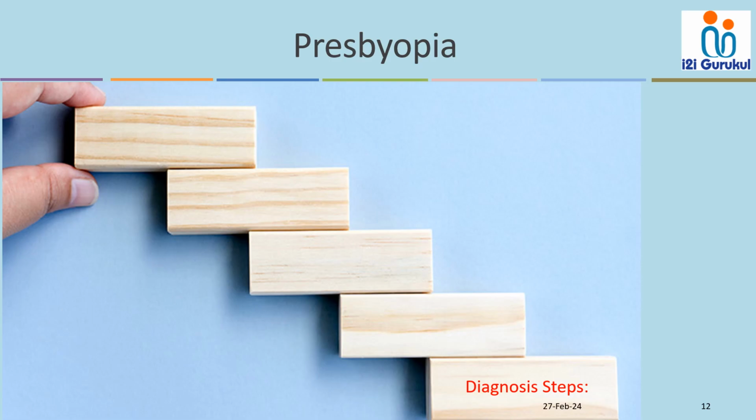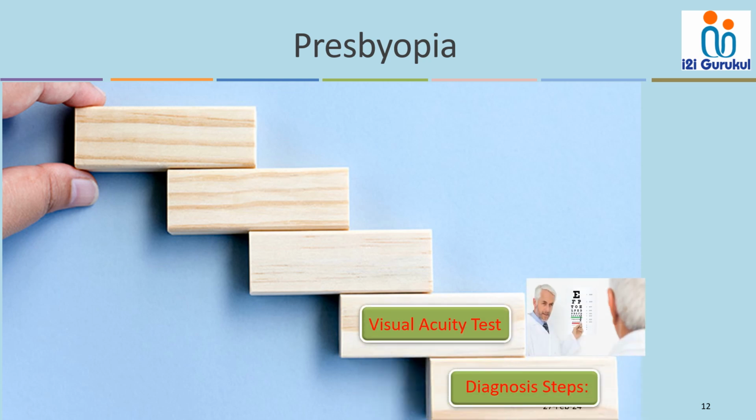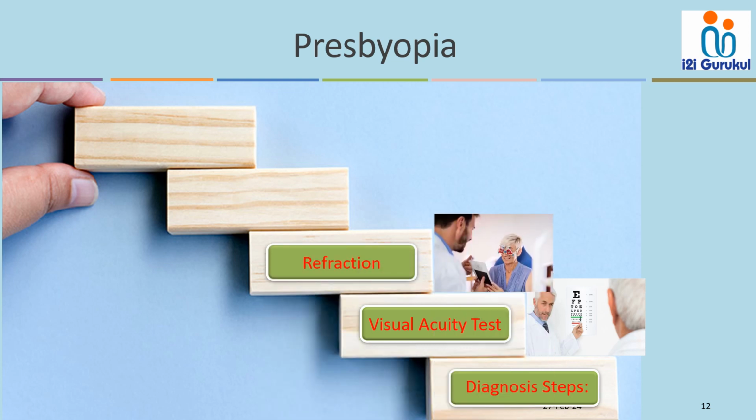Now moving towards the diagnostic procedure for presbyopia. We have a few steps to diagnose presbyopia. The first basic one is visual acuity. This test is to assess the level of vision before a new glass or a new spectacle prescription is given to the patient. The second one is refraction, to prescribe the corrective lenses in spectacle or contact lens form.